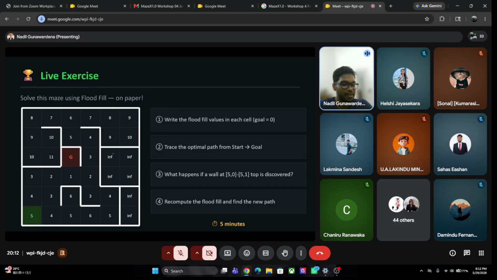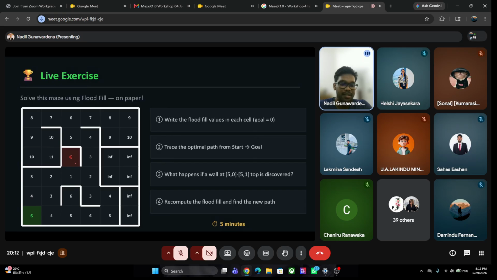You can assume why these are infinite, right? Why are these infinity? This is because if the robot is in any of these squares, it can't reach the goal, because the walls are surrounding these areas. So this goes to infinity, and this also goes to infinity. Yeah, so that's the thing.